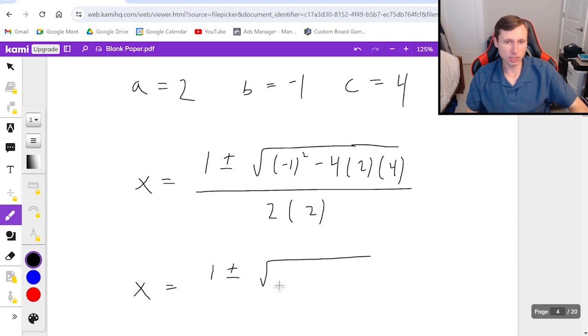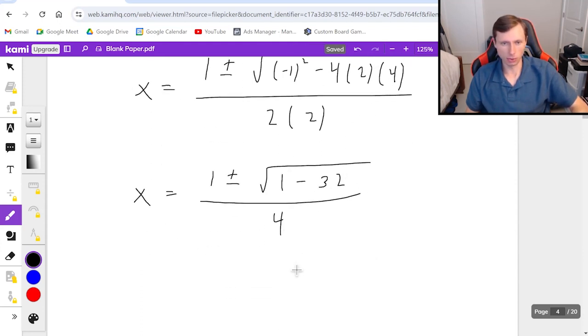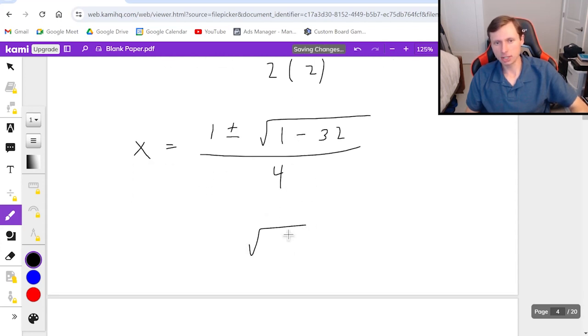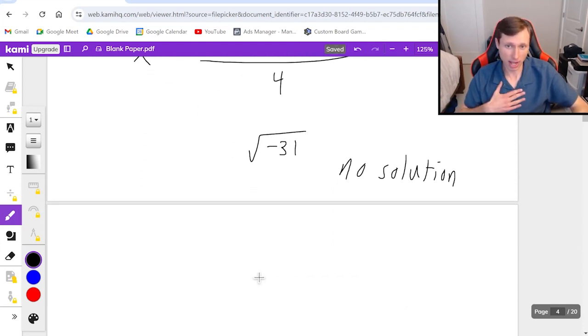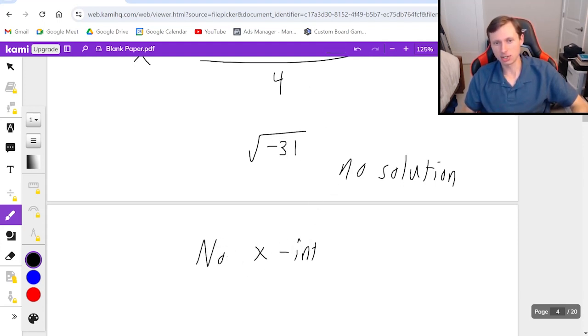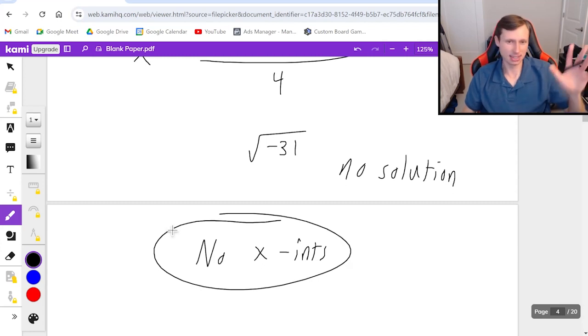So for this one, it's going to be x equals 1 plus or minus the square root of negative 1 squared, which is positive 1. A negative number squared will be positive. And then minus 4 times 2 times 4, which is 32, and all over 2 times 2, which is 4. Now I notice in the square root, that's going to be the square root of negative 31, which is a negative square root. As soon as I see that, I say no solution. And we're not talking about imaginary solutions here, especially because I'm asking for x-intercepts. When you get no solution, the answer is no x-intercepts. And that's it. That's the answer.